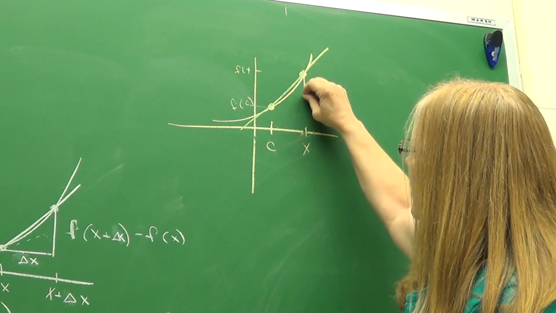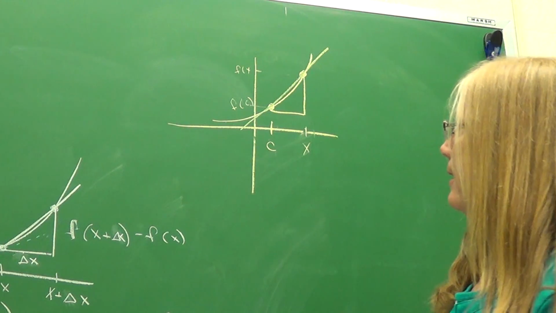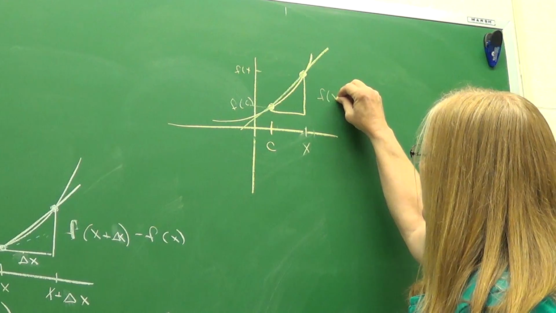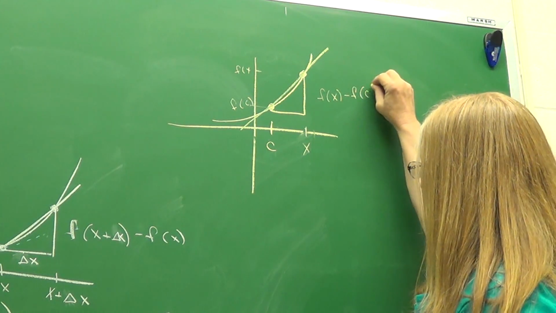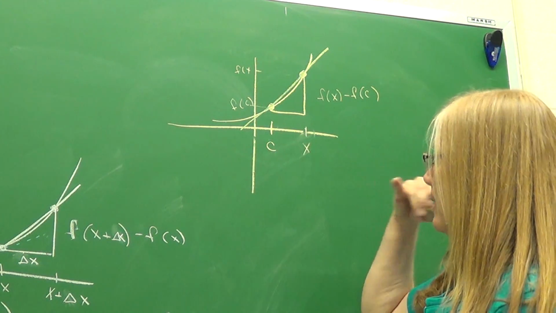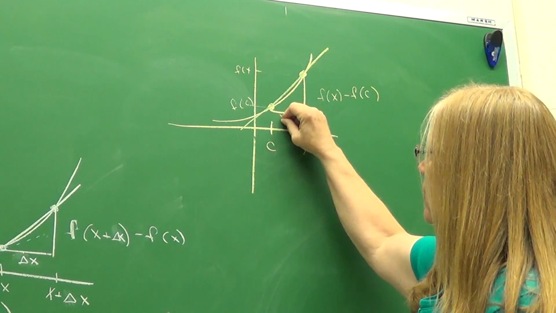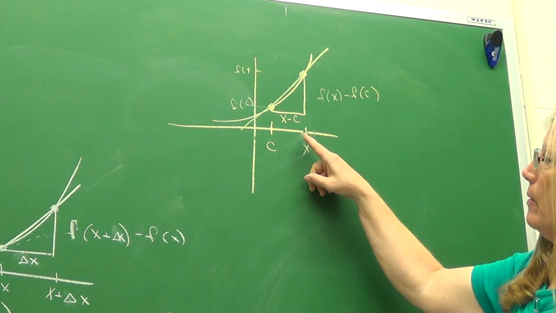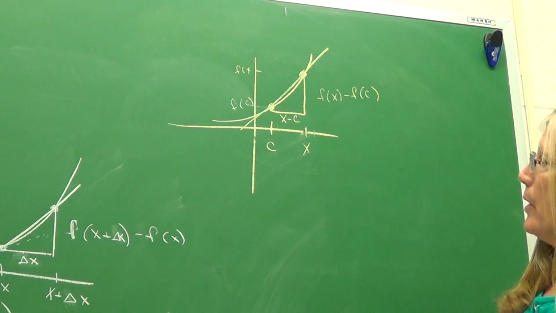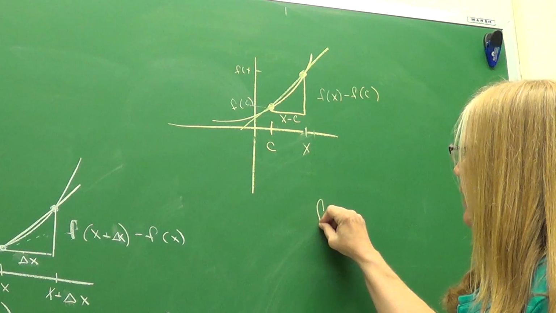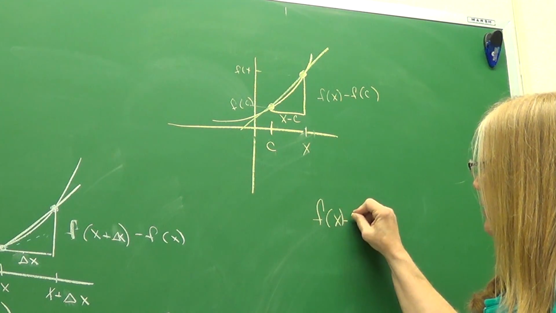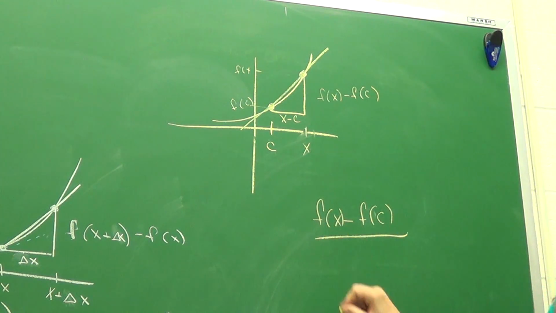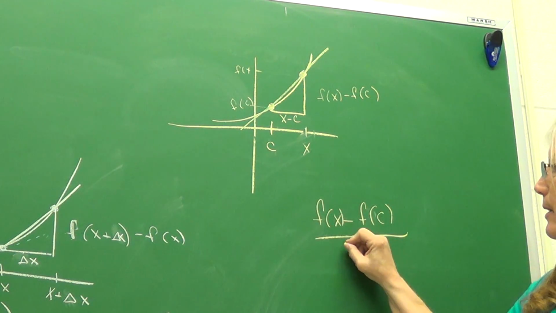So this time when we do our slope of the secant, we're going to get the rise to be f of x minus f of c. And we're going to get the distance along the horizontal as x minus c. So what's going to happen for our limit here? We're going to have f of x minus f of c as the rise over the run, and the run is going to be x minus c.